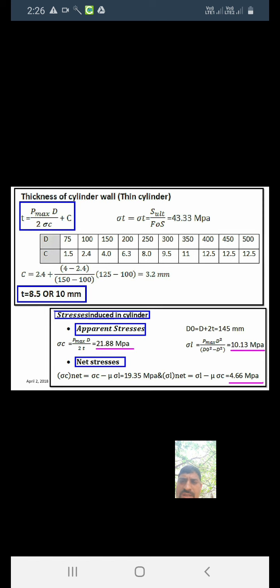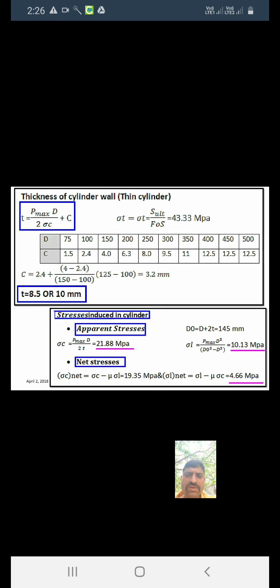We know that C is equal to 2.4 plus, in bracket, 4 minus 2.4 divided by 150 minus 100, into the diameter 125 minus 100, is equal to 3.2 mm. Put all these values in the equation, T is equal to, then you will get the value T is equal to 8.5 or 10 mm. Okay, remember that the thickness of the cylinder wall is 10 mm.